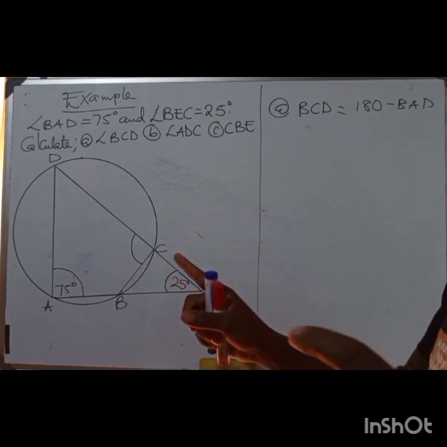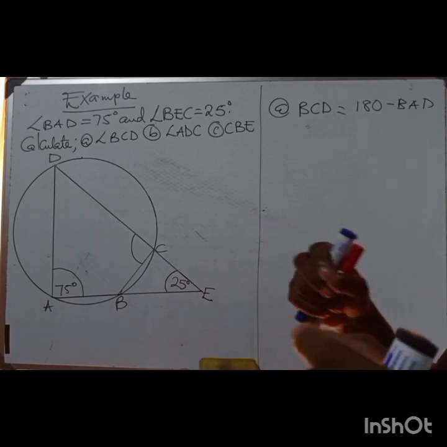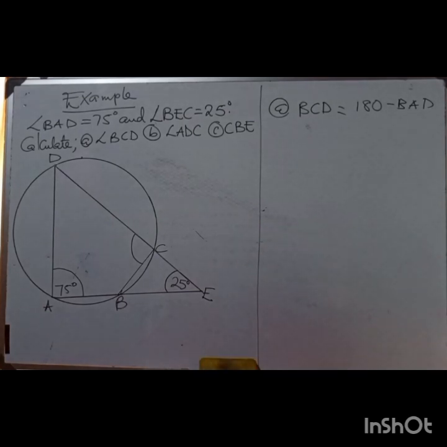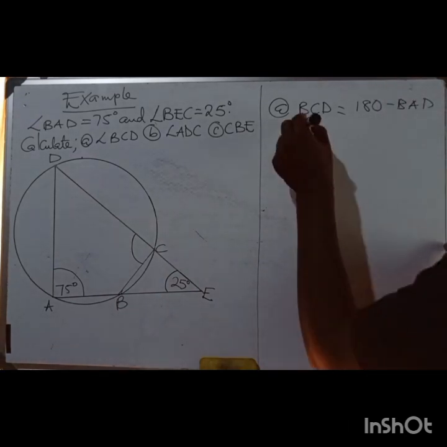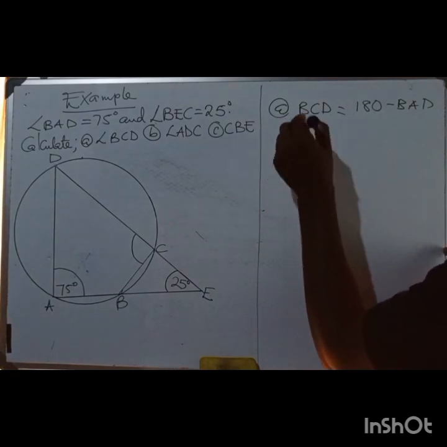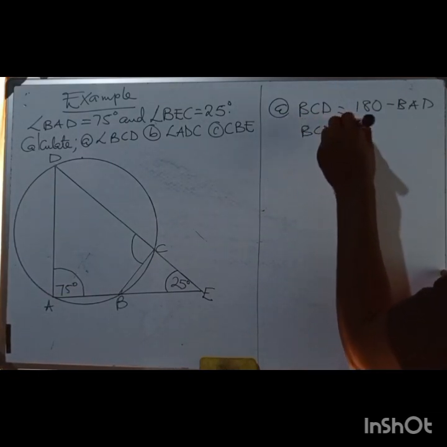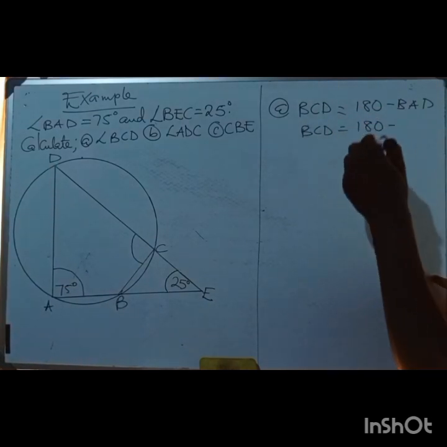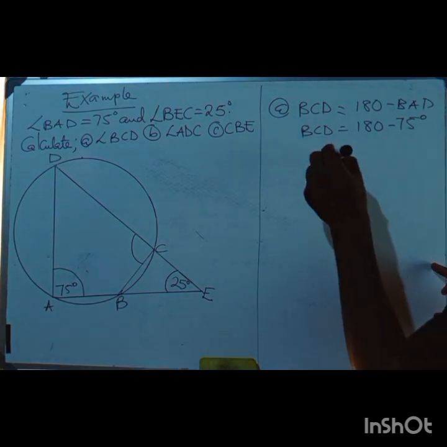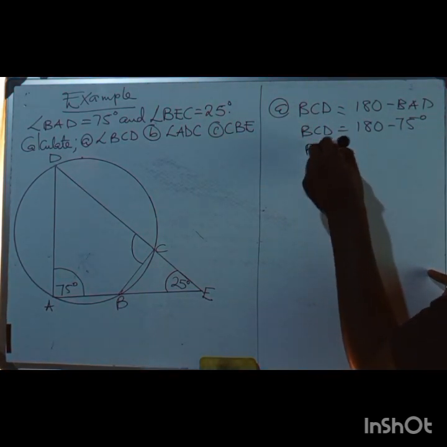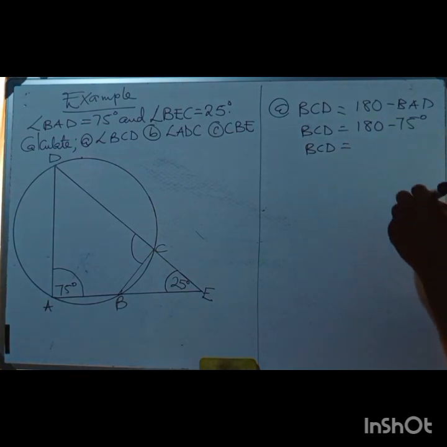We have looked at this one where we are saying opposite angles in a cyclic quadrilateral add up to 180, where A plus C is equal to 180, and B plus D is equal to 180. So, before we reach the therefore, we are going to say 180 less 75 degrees. So we are going to have BCD is equal to, what is 180 minus 75?